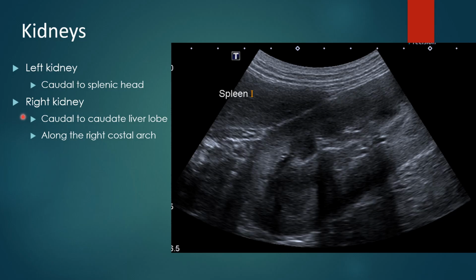The right kidney is a little bit harder to find, especially in dogs, because sometimes it can be tucked up under the rib cage. But I find it the easiest by following the costal arch over to the right. And then again, remembering it's dorsal in the retroperitoneal space. Don't point towards midline.